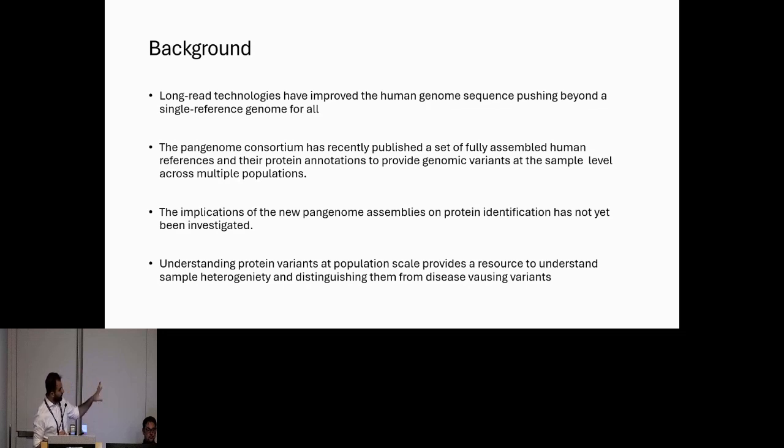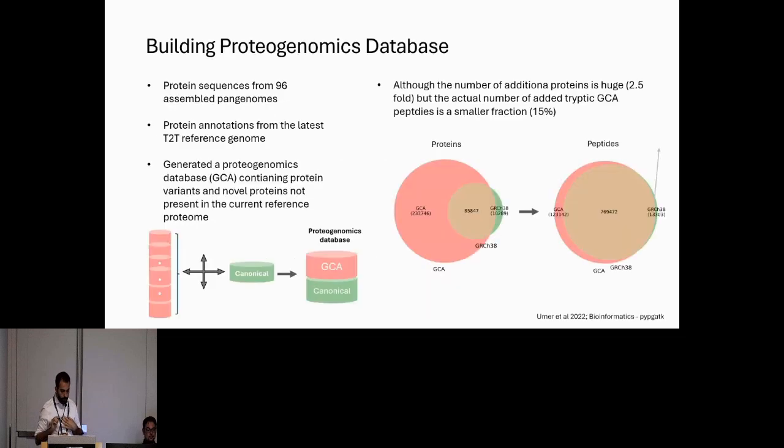So to this end, the goal is basically to relook into the proteome reference database and see if we get new peptides based on these pangenomes. So what we do is we got these annotations from these 96 samples, and then we have the current T2T, telomere to telomere reference genome, which we should be using more often, but still. So we make one large database from this.